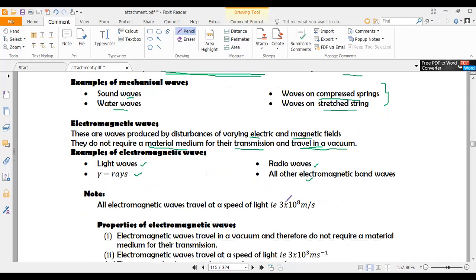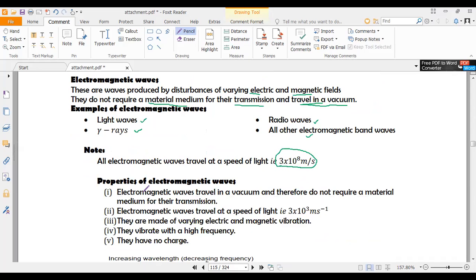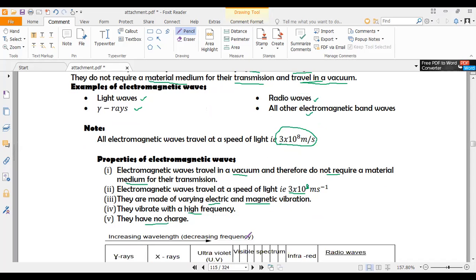All electromagnetic waves travel at the speed of light, which is 3 times 10 exponent 8 meters per second. Among the properties of electromagnetic waves, they can travel in a vacuum, meaning they don't require a material medium for their transmission. They travel at the speed of light, 3 times 10 exponent 8 meters per second. They are produced by varying electric and magnetic fields. Then they vibrate with a high frequency and they have no charge.